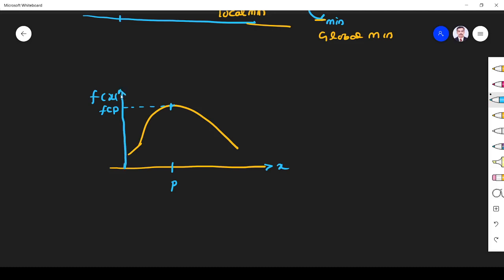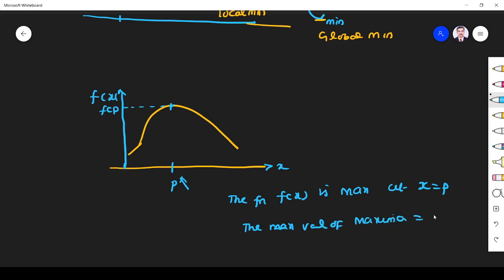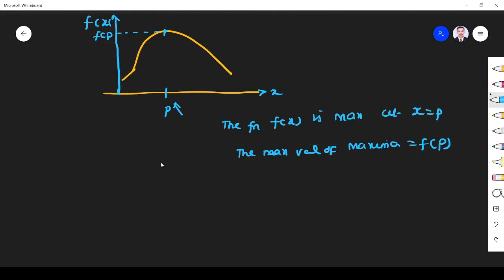The y-axis is f of x, and this point is f of P. This is the point where the function gets maximum. So the function f of x is maximum at x equal to P, and the value of the maxima is f of P. What is the value of f of x at P? That is called the maxima value. By seeing this function plot we can say this, but mathematically how can we prove it?